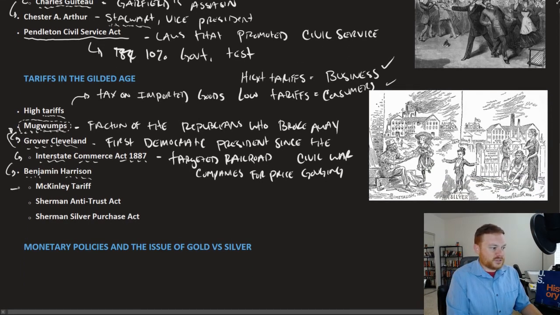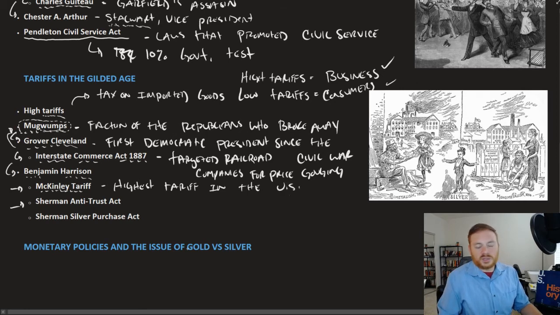For Benjamin Harrison, you see two laws regarding tariffs. The McKinley tariff was the highest tariff in the U.S. up until that point. Maybe not the highest tariff in all of American history, but it had been the highest tariff up until that point. And of course, that would have been a position very much supported by businesses, right?